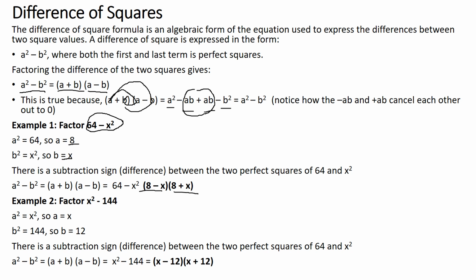x squared minus 144 in example 2. Let's look at this one. My a squared is x squared, so my a is x. My b squared is 144, so my b is 12, because 12 times 12 is 144. And I'm just going to put these in as a plus b and a minus b, and that's simply going to be x minus 12 and x plus 12. And that is it for the factoring.